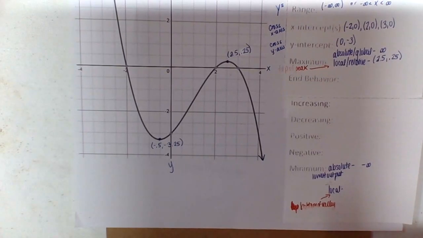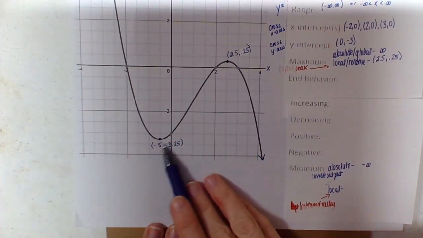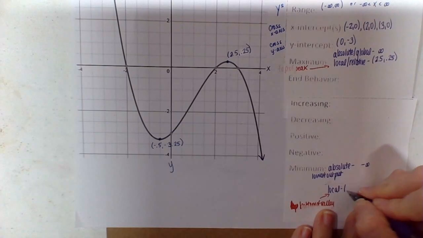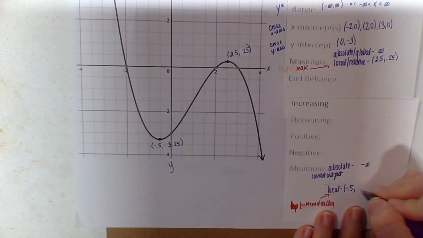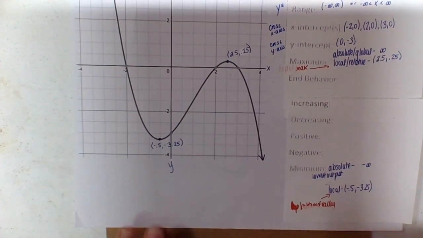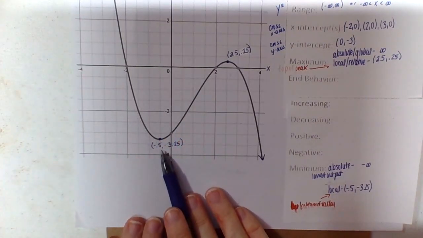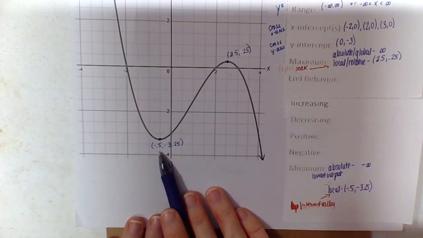A local minimum is going to be the bottom of a valley. So it's going to be down here at the bottom at negative 1/2, negative 3.25. That's going to be where you hit all those G's at the bottom of a roller coaster. It's the bottom, that is our minimum.